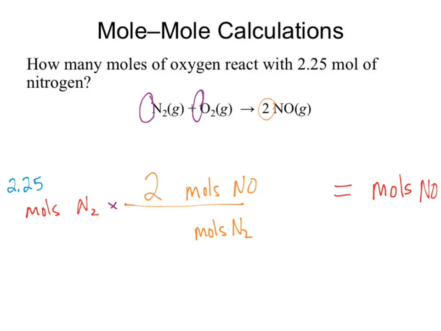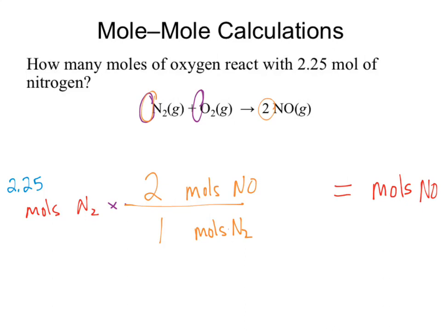It is a direct relationship. What happens with our moles of N2? What number showed up in front of that? 1. What number shows up in our equation? 1.